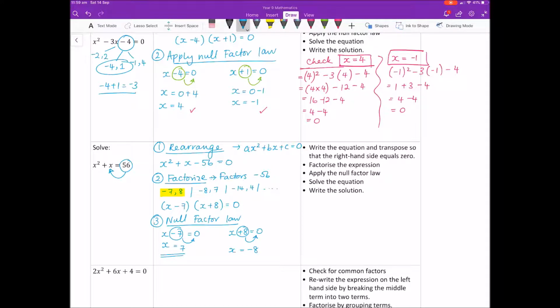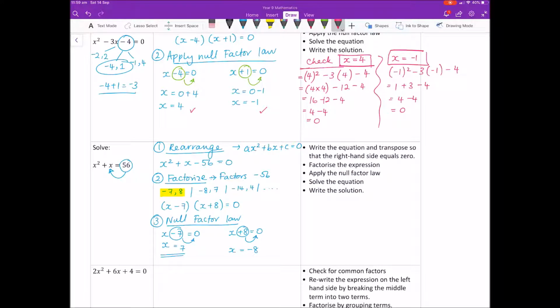So at this point now, I would highly suggest that you pause the video and you substitute x equals 7 into the equation and check to see whether or not you get an answer of 56. Or substitute x equals negative 8 into the equation and see whether or not you get an answer of 56.